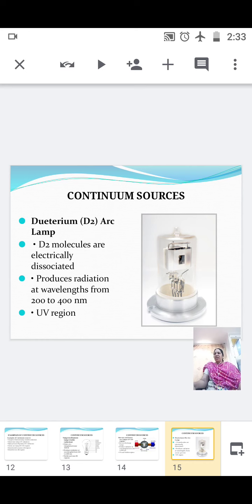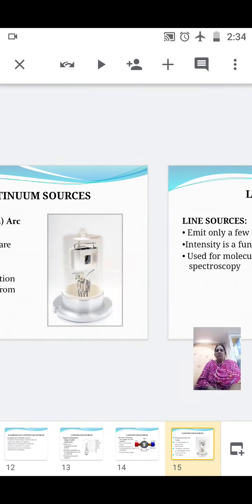The use of deuterium in place of hydrogen slightly increases the size of the light ball, and the brightness changes by 3 to 5 times. These lamps are also called hydrogen arc lamps when hydrogen is used. It is well used in the UV region because it produces radiation at wavelengths of 200 to 400 nanometers.